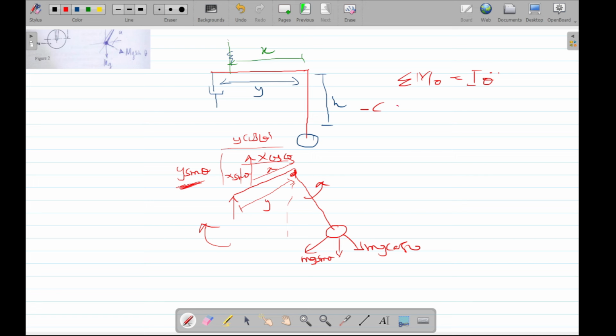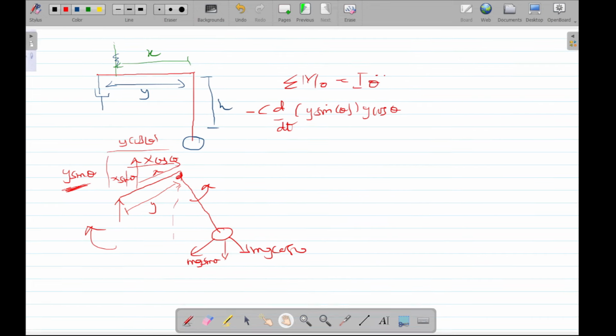So I have negative c d/dt of what? Y sine theta. Don't forget y is the constant. And then minus k, sorry. So this is just the force. We want the moment. So this force, the perpendicular distance will be y cos theta.